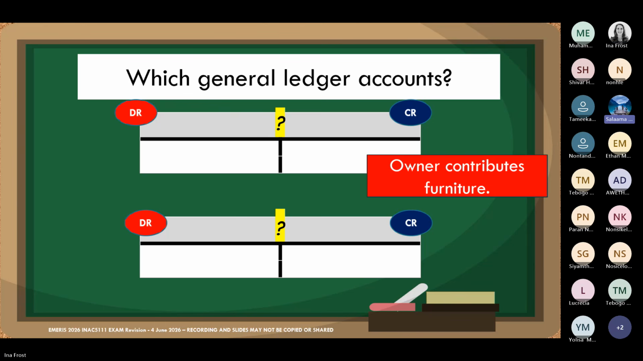I'm still waiting for responses. Okay, students, if you can quickly type in the chat the two general ledger accounts that will be impacted. On one side, we have the owner, and on the other side, as a hint, we have the furniture.